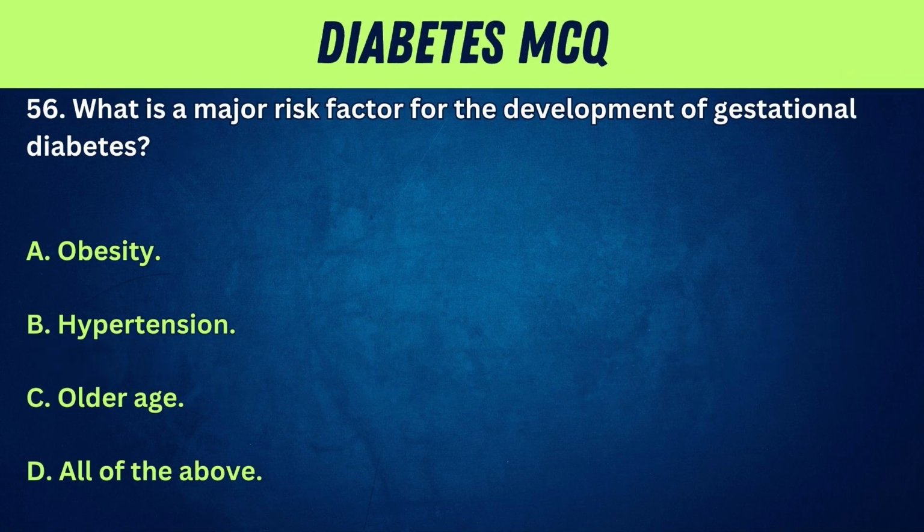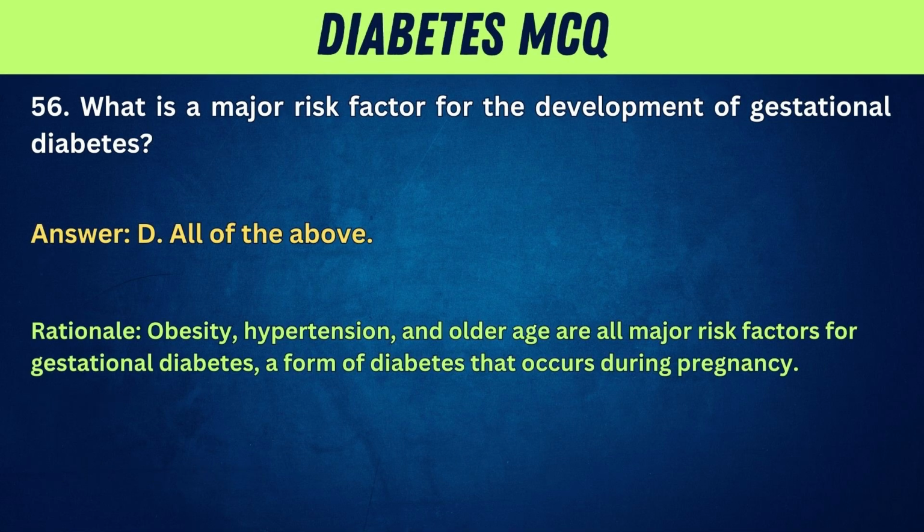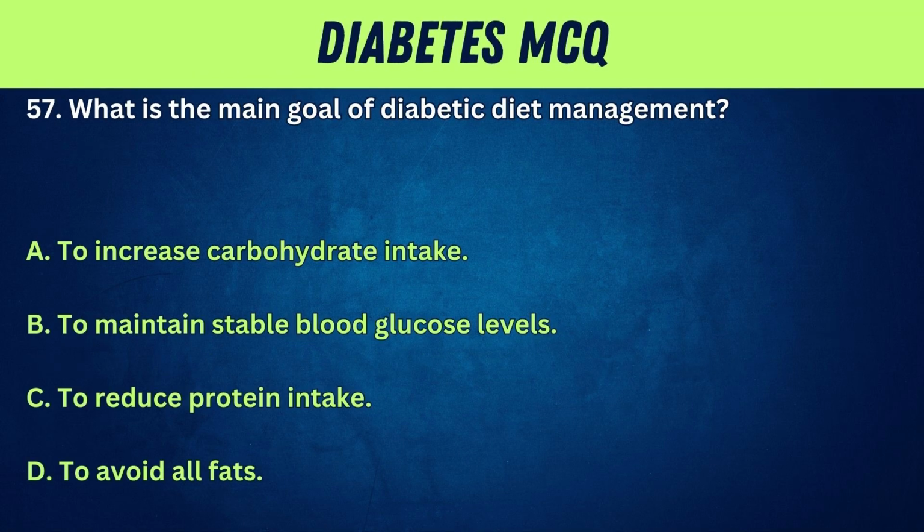56. What is a major risk factor for the development of gestational diabetes? A. Obesity. B. Hypertension. C. Older age. D. All of the above. Answer: D. All of the above. Rationale: obesity, hypertension, and older age are all major risk factors for gestational diabetes, a form of diabetes that occurs during pregnancy.